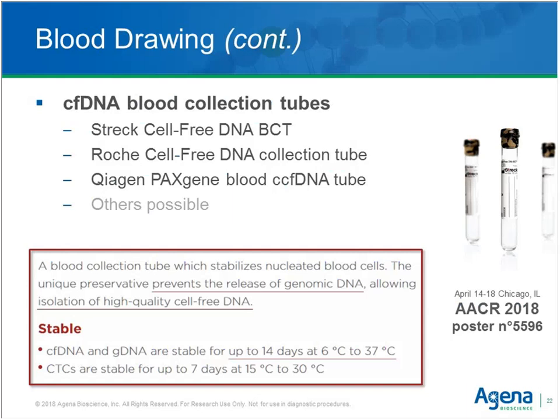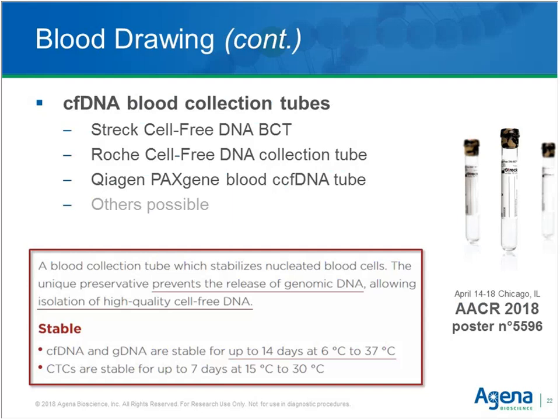An alternative to that is using special tubes for the collection of blood for use of cfDNA. So special cfDNA blood collection tubes, which are, for instance, provided by companies like Streck, Roche, or QIAGEN, and many more. So there's more providers coming to the market with these special tubes.